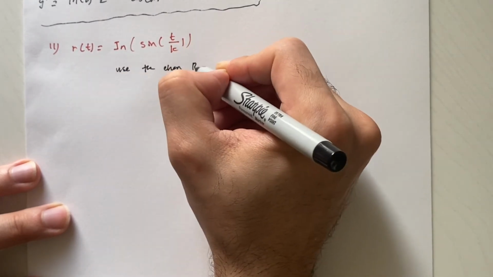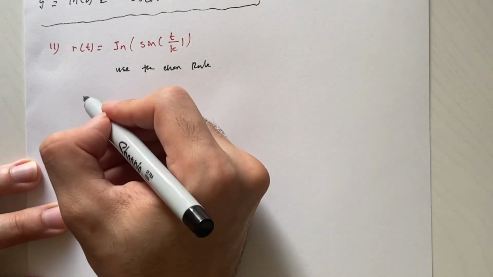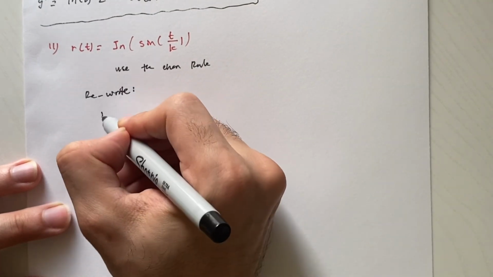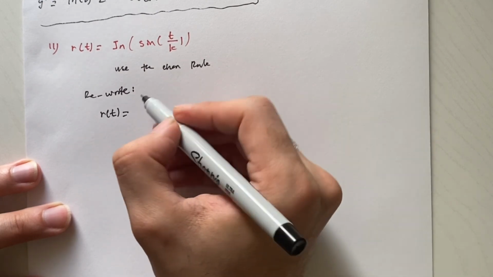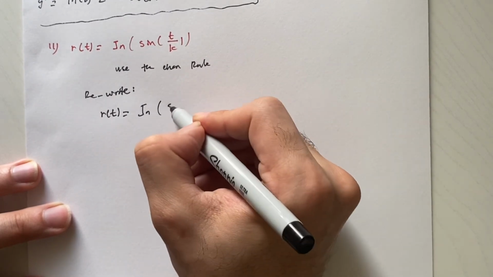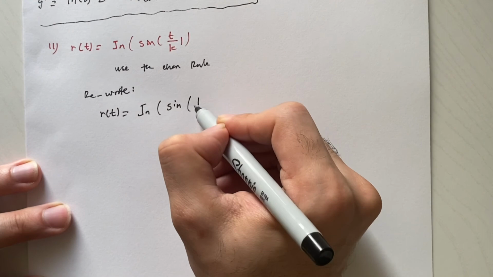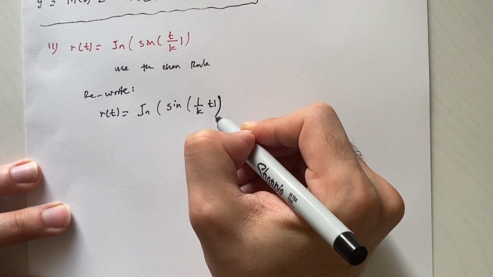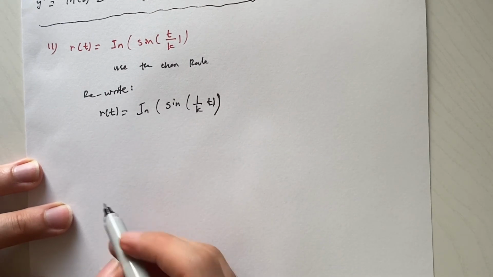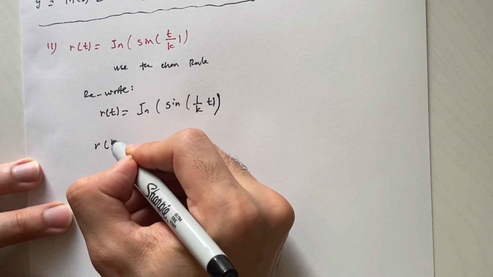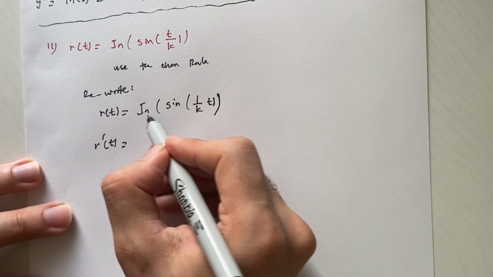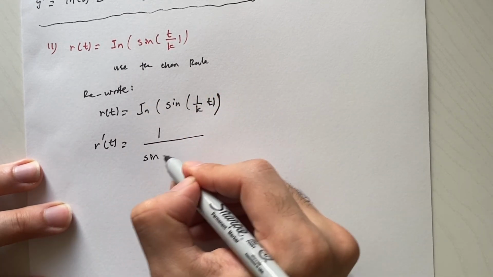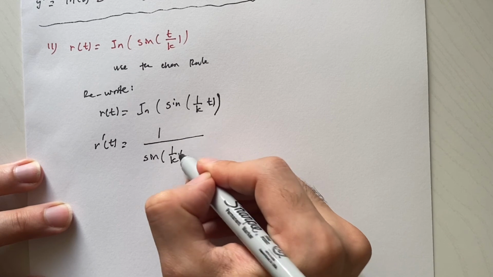Here we have this function r of t. Here we're going to use the chain rule since this is a composite function. However, I like to rewrite that. So what I'm going to do, we have t over k. I'm going to write that as 1 over k multiplied by t. So now we are ready to take the derivative.